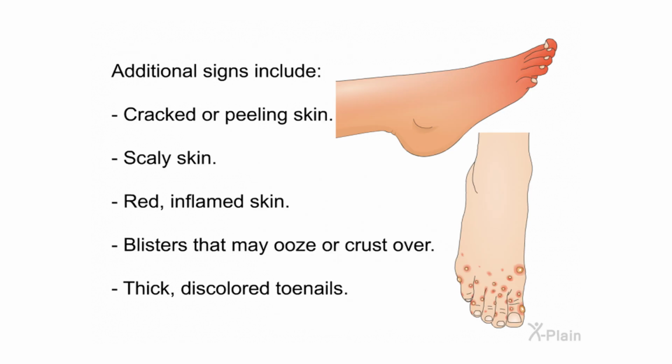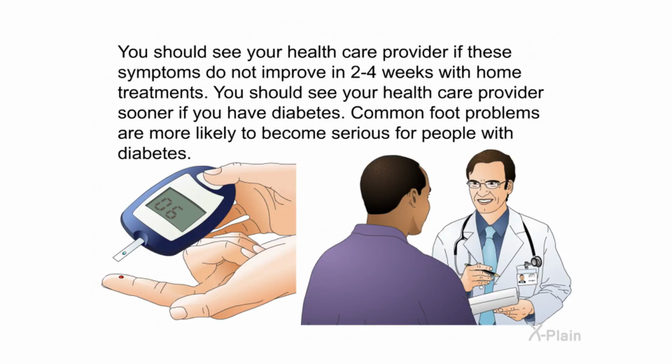Additional signs include cracked or peeling skin, scaly skin, red inflamed skin, blisters that may ooze or crust over, thick discolored toenails. You should see your healthcare provider if these symptoms do not improve in 2 to 4 weeks with home treatments. You should see your healthcare provider sooner if you have diabetes. Common foot problems are more likely to become serious for people with diabetes.